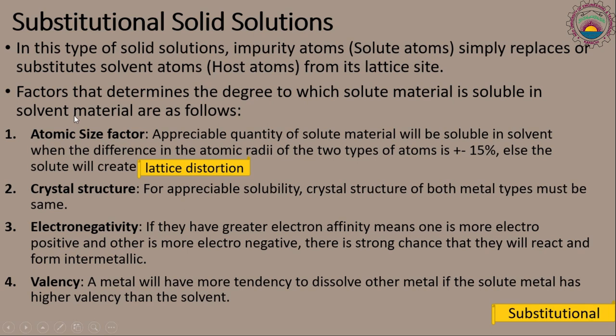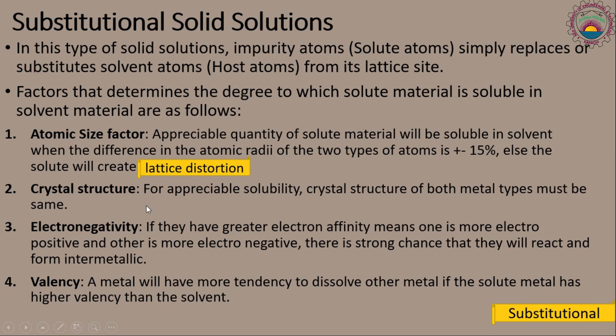So the first point, for producing a good amount of the substitutional solid solution, the first factor is the atomic size factor: the difference between the atomic radii of the solute and the solvent atom should be within 15%.